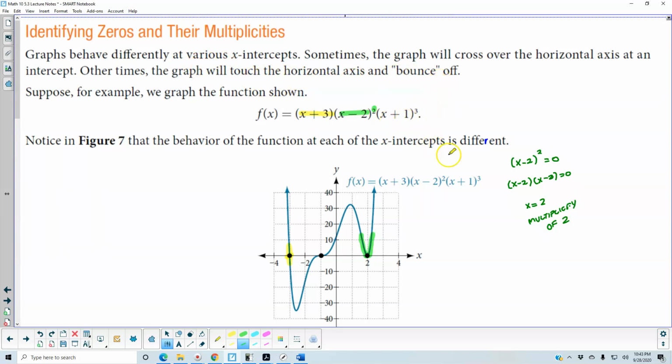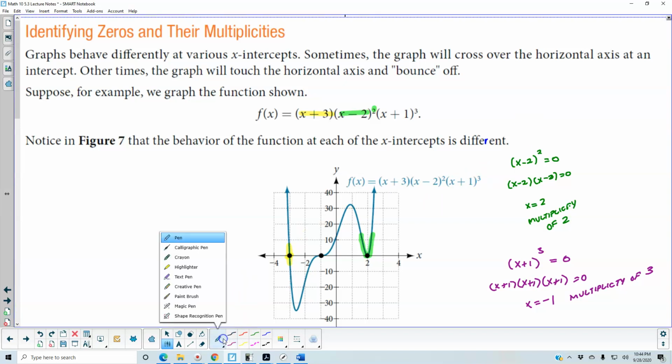Now let's take a look at the next one. We have x plus 1 cubed. If we set that equal to 0, that means we have x plus 1 times x plus 1 times x plus 1 equals 0. Which means when we solve this, we're going to get negative 1, 3 times. So that means we have a multiplicity of 3 for negative 1.